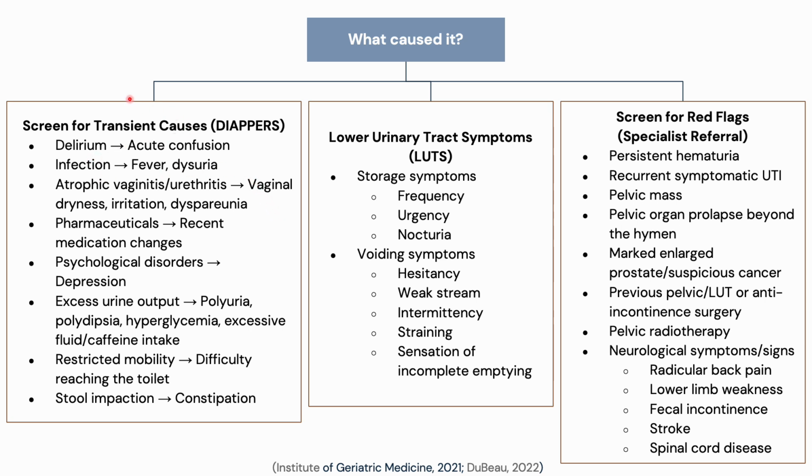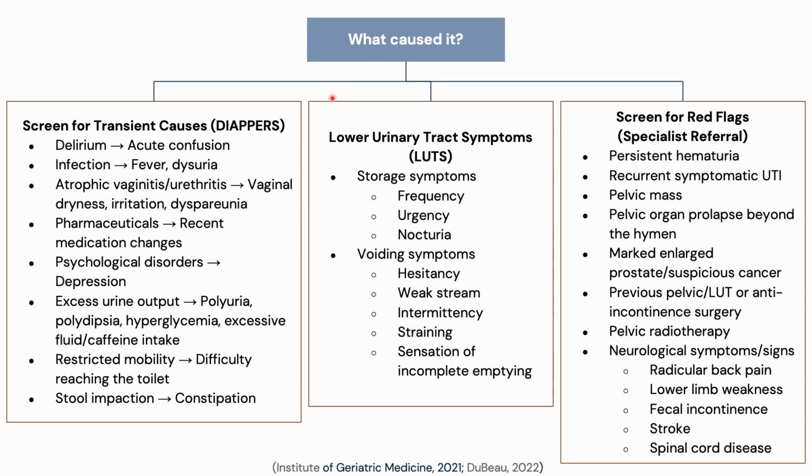First, please look for reversible causes. You may use the DIAPPERS mnemonic. Ask about acute confusion, symptoms of UTI, vaginal atrophy, recent medication changes, depression, excessive urine production, mobility problems, and constipation. Many older adults improve simply by identifying and treating these reversible causes.